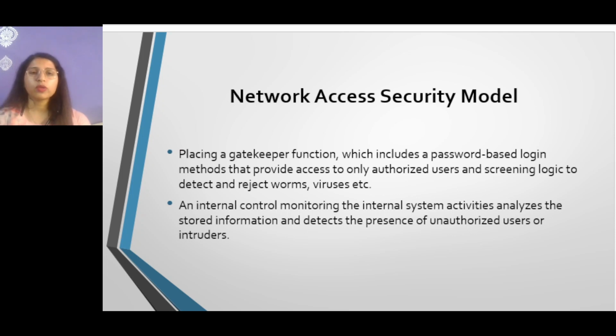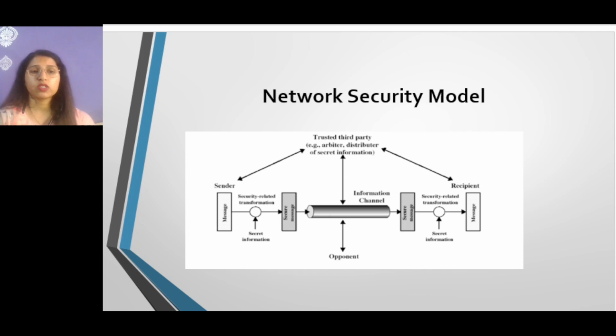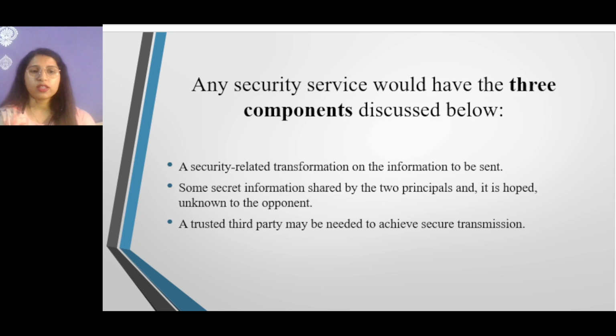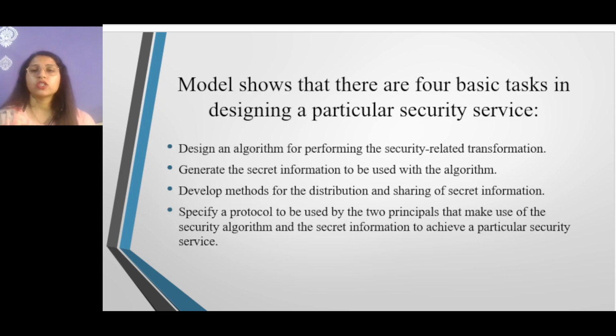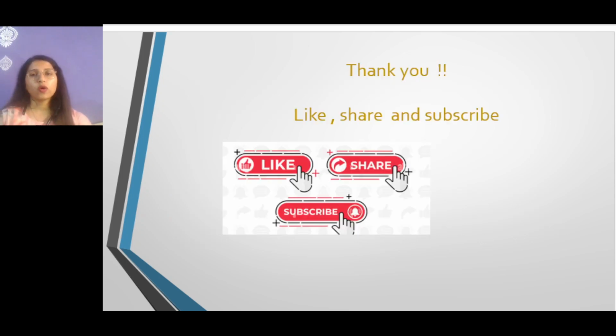So I hope that you have understood the network security model. You just have to remember how this network security model is going to work. Then remember the three components and these four major tasks for designing a particular security service, which is very important: design an algorithm, generate the secret information, develop the method for distribution and sharing of the secret information, and specify the protocols. So I hope that you have understood the network security model.